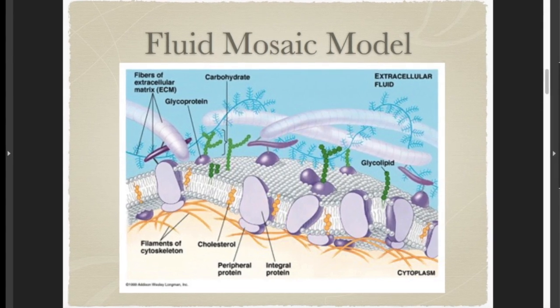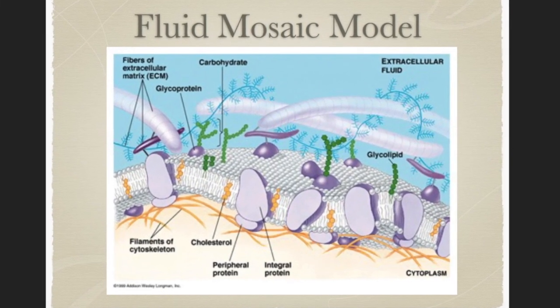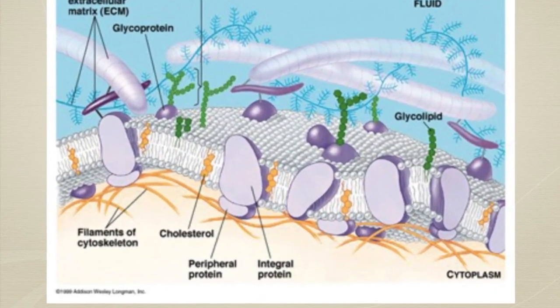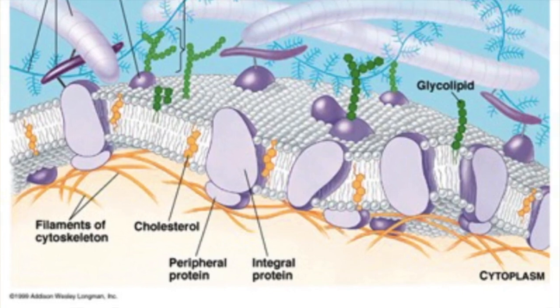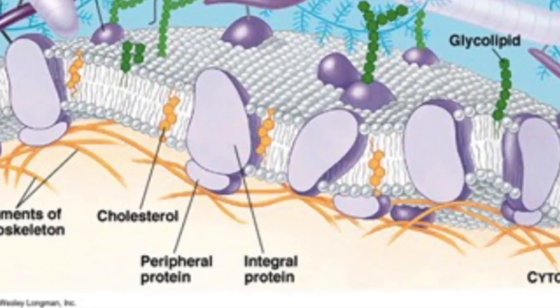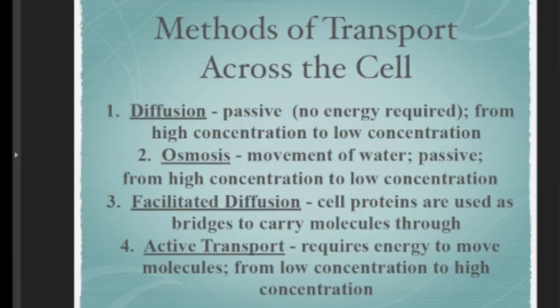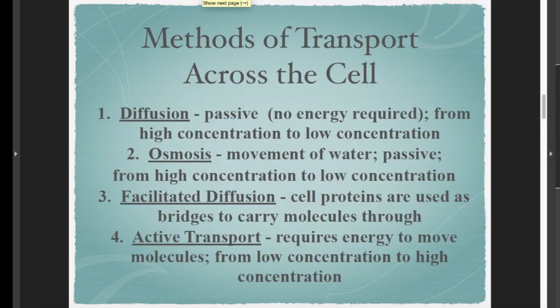When we look at this picture, you can see the integral proteins. The integral proteins act as gates or bridges, allowing materials through the cell from the outside of the cell into the cell. Now, there are four types of movements or methods of transport across the cell. The first one is diffusion.